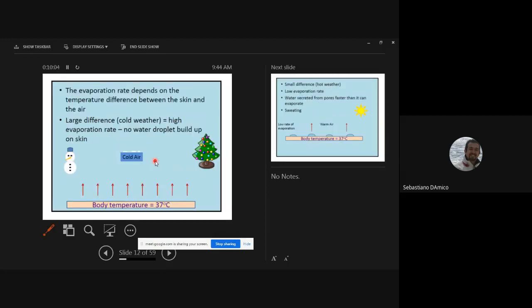Obviously, we have several factors that we need to consider, including the evaporation rate. It depends on the temperature difference between the skin and the air. That's extremely important. And so if we have large differences, we have a high evaporation rate, or no water droplets build up on the skin in the case of cold weather. Yes, exactly, that's when we're sweating, okay?